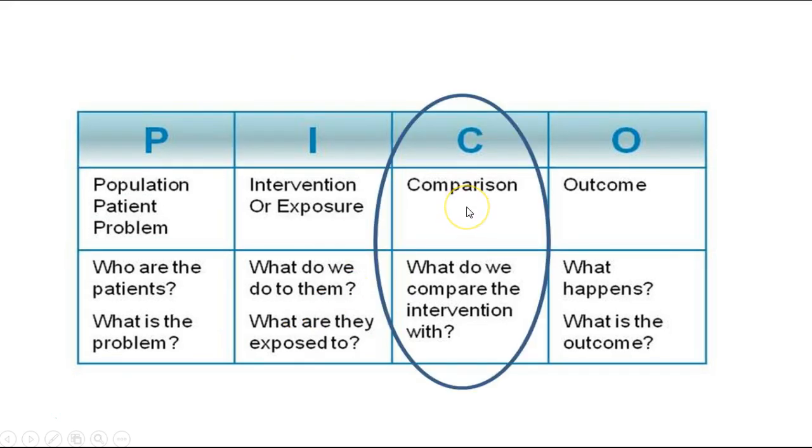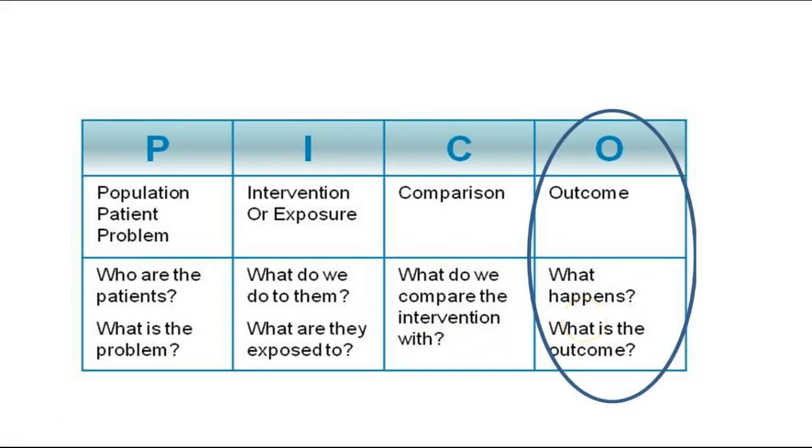The C is the comparison. So is there something we'd like to compare our intervention to? So in patients with medial tibial stress syndrome who are doing strengthening exercise, is doing nothing better? Or does doing nothing reduce their pain? So P would be patients with medial tibial stress syndrome. The intervention might be a strengthening program, and the comparison group would be maybe individuals who just actively rest, right? So we can see comparison. What are we comparing the intervention to? We have to have something to compare it to. And then the O is the outcome.